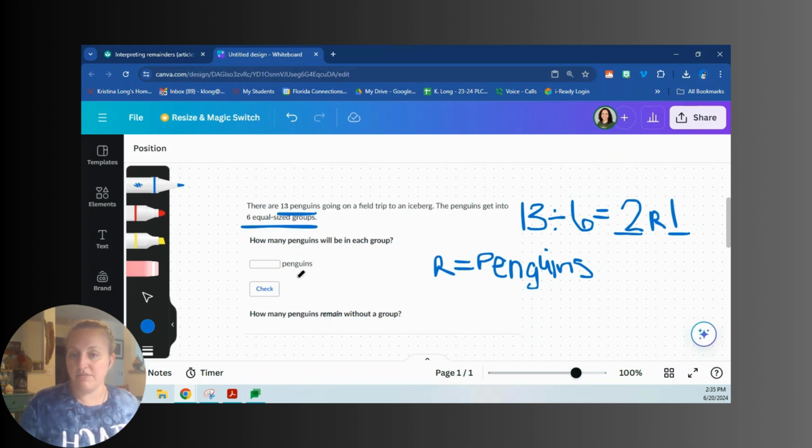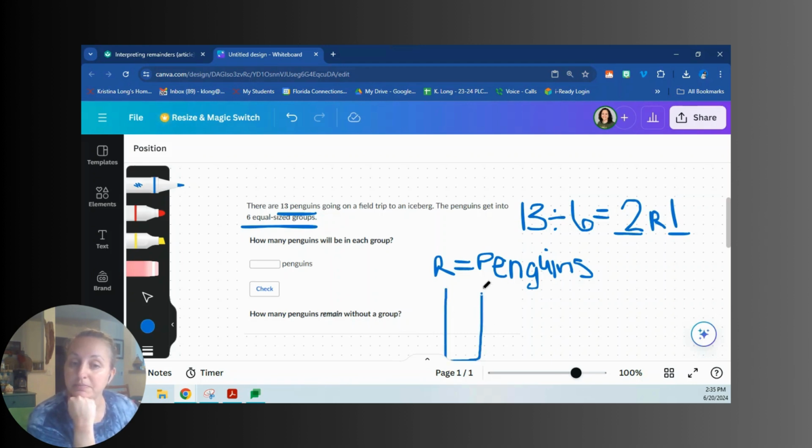There's 1 penguin left out without a group. Now, what if they're going on a field trip? So what if these penguins are going on a bus and 6 penguins can fit in each bus? How many buses need to go to the zoo?